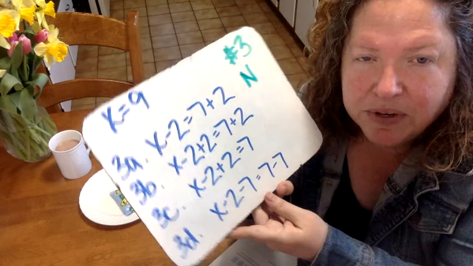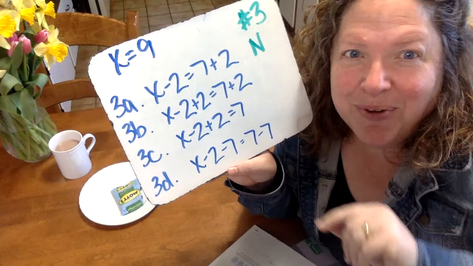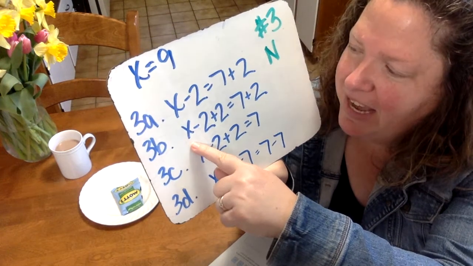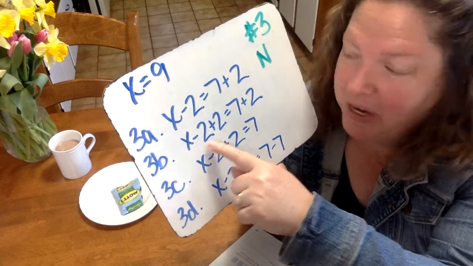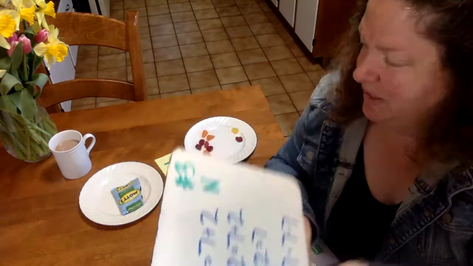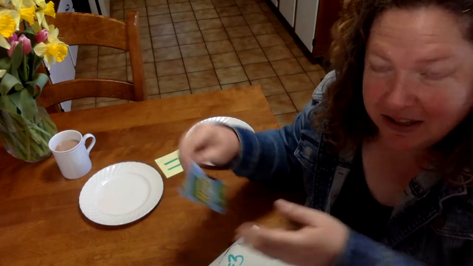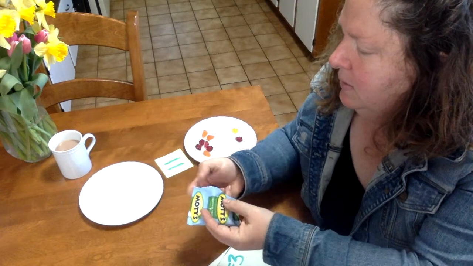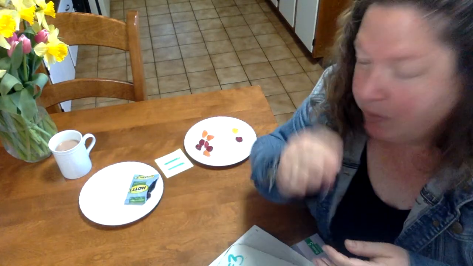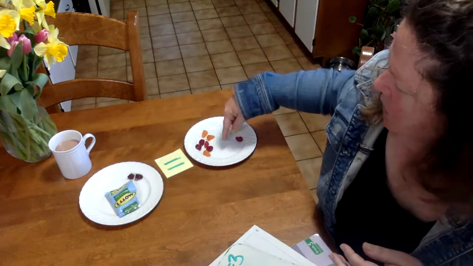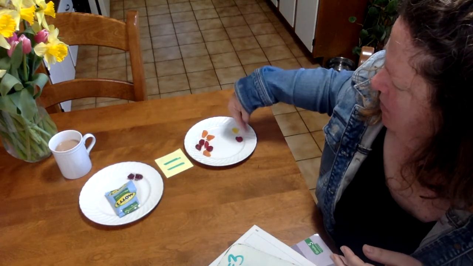Let's go on to the next one. I'm going to set it up a second. All right, 3B. Does X, we know X is starting as 9, does X, if we take away 2 and then we put those 2 right back in, equal 7 plus 2? Well, let's see. Here's 9. So we take 2 out. Now we put those 2 right back in. Does that equal 7 plus 2?